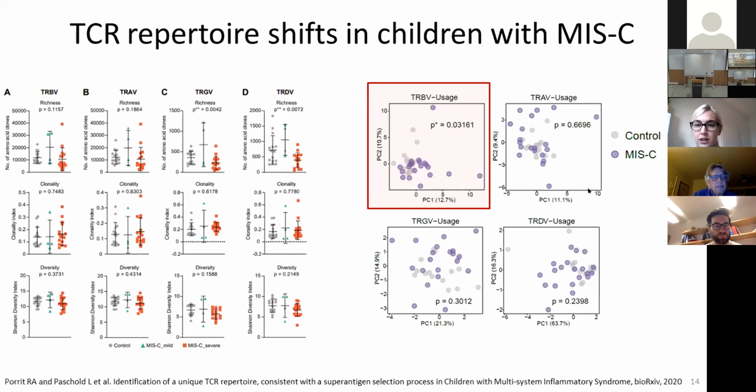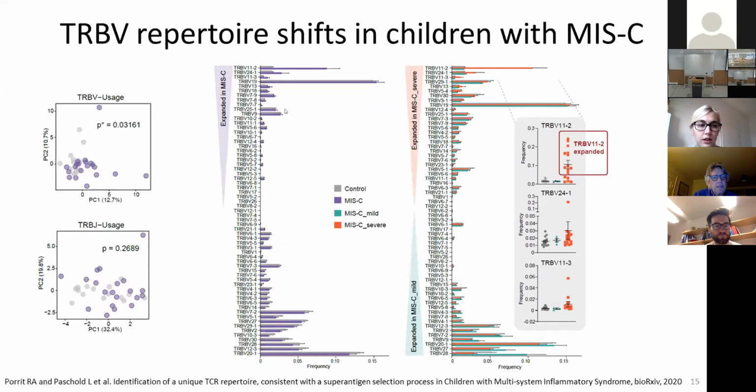And again, we looked at the V gene usage and V gene skewing, and we only found a skewing of the repertoire for the TRBV gene. The genes involved were TRBV11-2, and it had a very dramatic effect. So it was enriched exclusively in severe MIS-C patients, but not in mild patients. And it was like a 7-fold enrichment to over 10% of the repertoire.